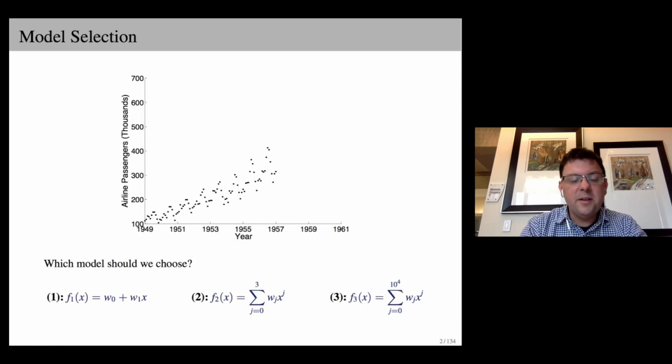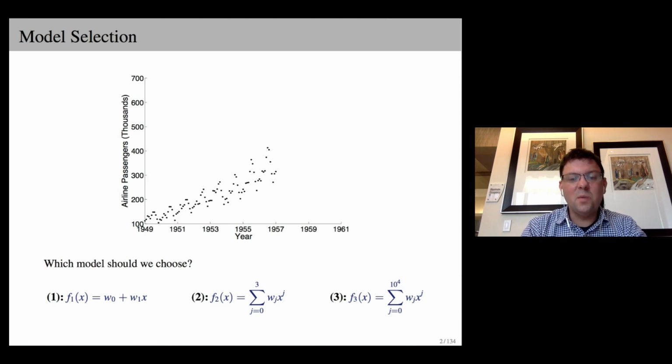We'll start with a pattern recognition problem where we have airline passenger numbers indexed by time. We'll consider three different modeling choices. Choice 1, a linear function. Choice 2, a cubic polynomial. And choice 3, a 10,000th order polynomial. Pause the video for a moment and consider which choice you would make in order to provide a good description of the data.